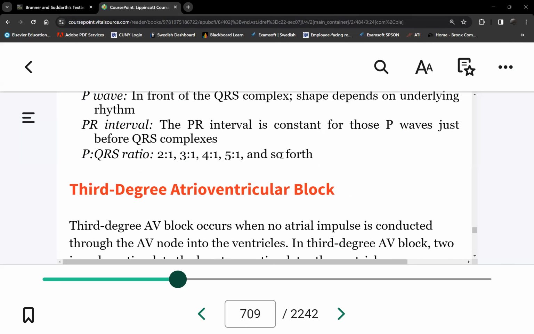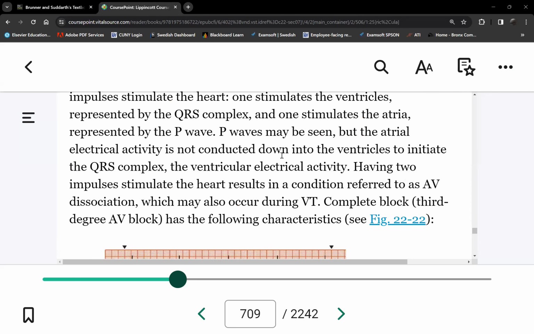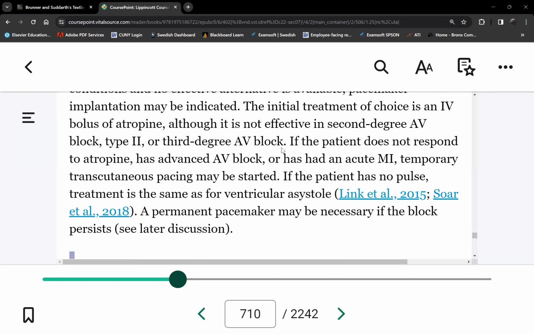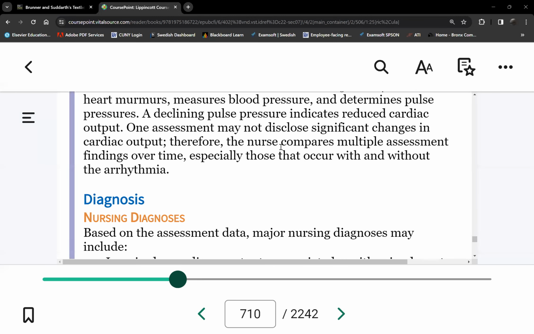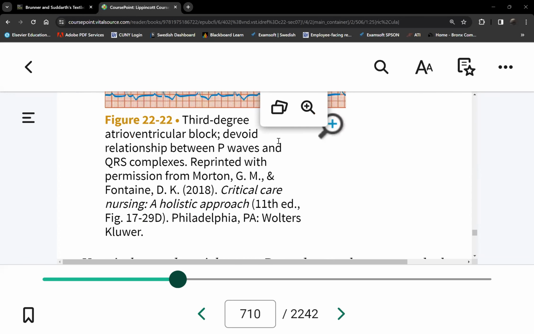Let's finish third degree heart block. In third degree, this is what it looks like. Here's third degree.